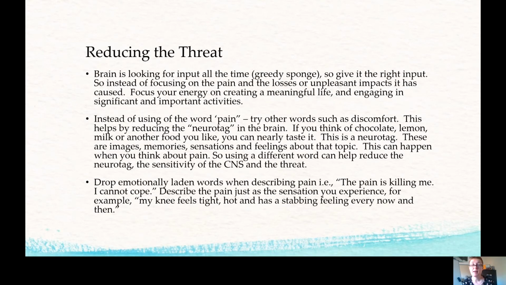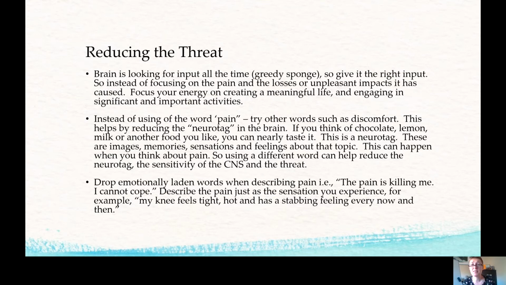So hopefully these are some ideas that might help reduce the threat your brain perceives. So one thing is understanding that our brain is constantly looking for input. It is a greedy sponge and it wants information and stimulation. So if we're engaging in meaningful activities, that can actually really help our brain reduce some of the threat. And it's really important because in pain, you tend to do less and less, and then your brain actually gets upset about that, and then that's the threat. And that can be one of the cycles that chronic pain can get us stuck in.